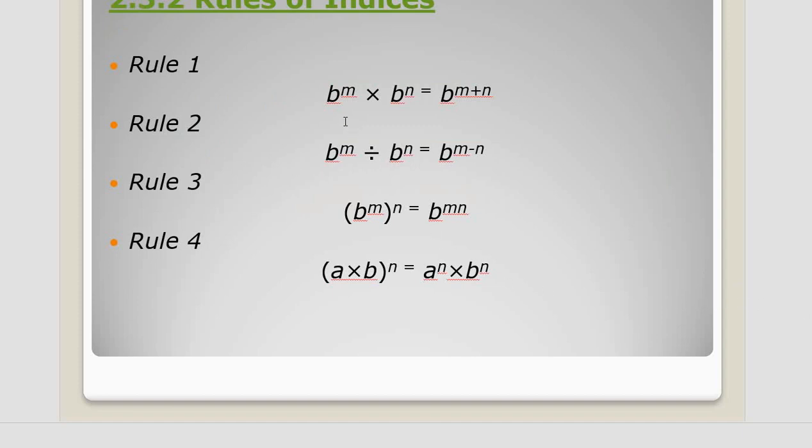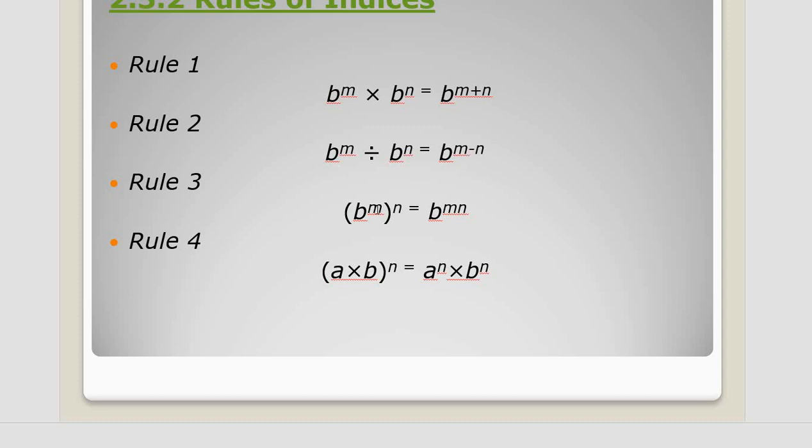Now rule 1. B power m into b power n equal to b power m plus n. See, look, the base is same. We are not using a different b. This b is same as this b. Power here is m, here the power is n. When you multiply, the powers add. Here you are dividing, the power will subtract: m minus n. B power m divided by b power n is b power m minus n.